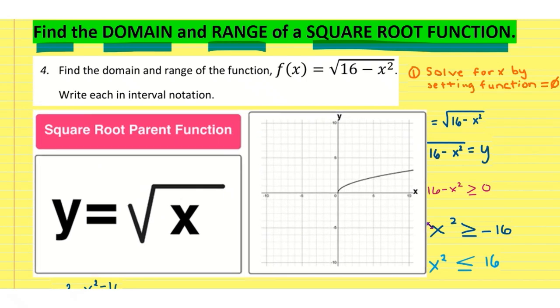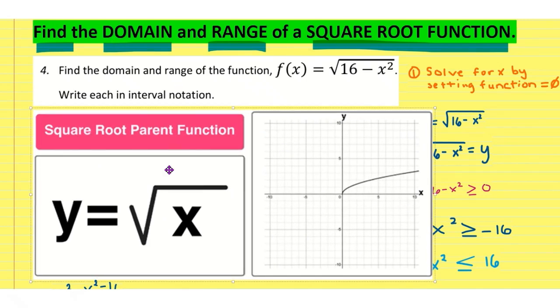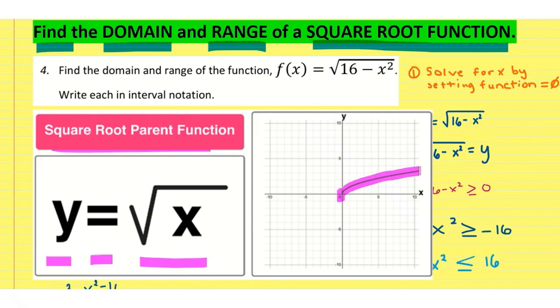The first thing is, what is a square root function? This is a square root function. It is y is equal to square root of x. This is what it looks like. It starts at 0, 0, and it is like a curve.